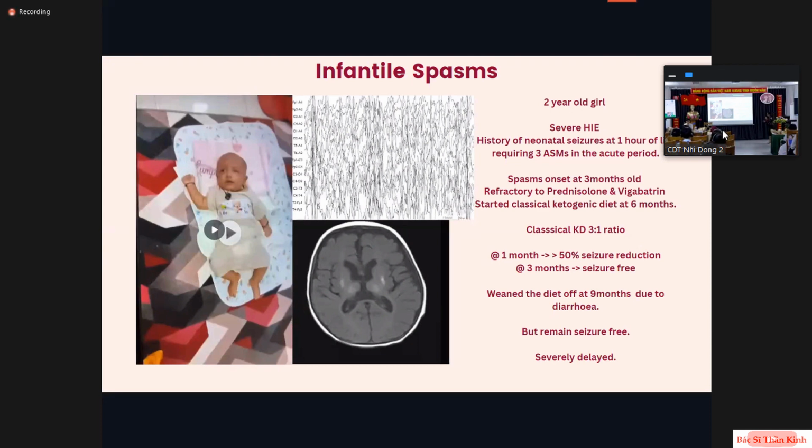But unfortunately, at 9 months, he developed some amount of diarrhea and the mother decided to take him off the diet. But lucky for us, he remains seizure-free. But because of the underlying etiology of severe HIE, he remains severely delayed. So an example of how the diet helps, especially with infantile spasms. And this is an example of the use of classical ketogenic diet in a very young infant that you want to suppress seizures quickly.